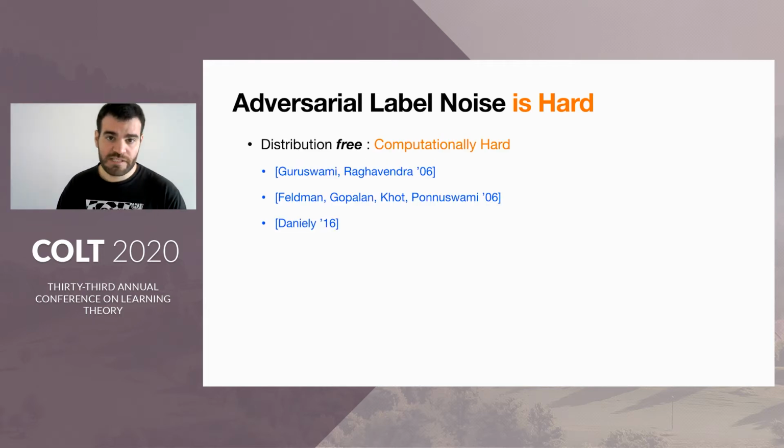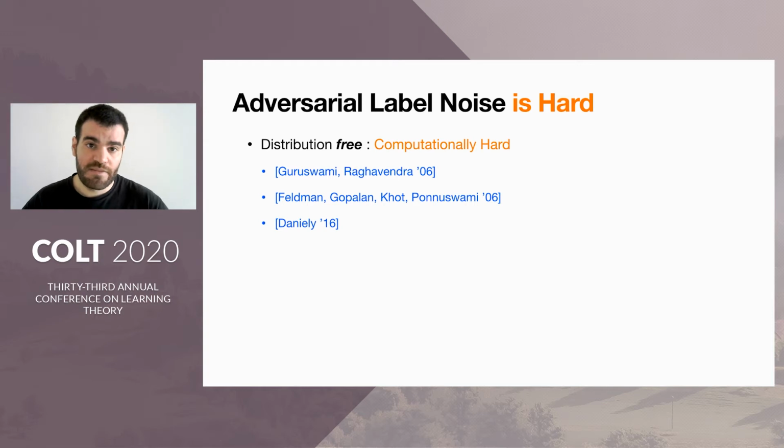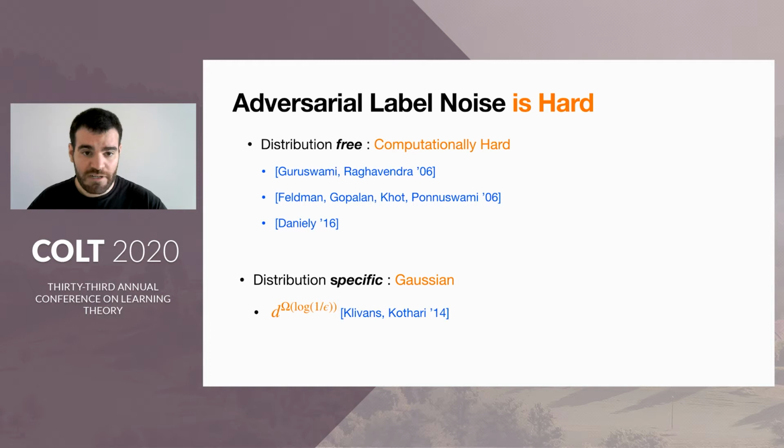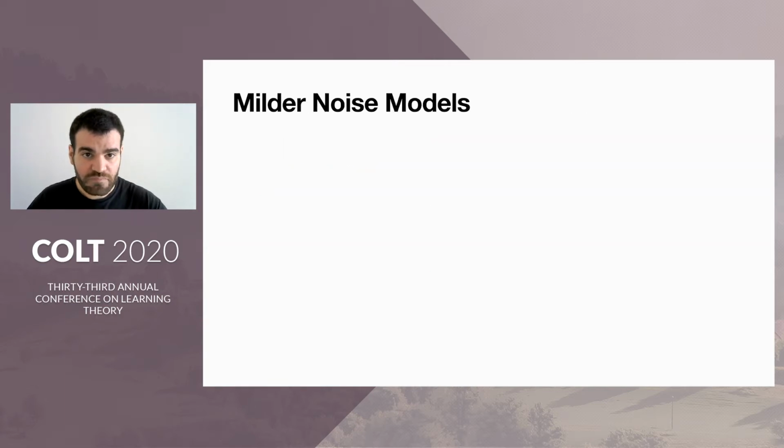In the distribution-free setting, so this is when the underlying distribution is assumed to be arbitrary, there are many results that show that this is a computationally hard problem. However, even in the distribution-specific setting, where we assume that the distribution has some nice structure, for example a Gaussian distribution, there are also results that show that super polynomial time is needed. So, in short, adversarial label noise is hard. This motivates milder noise models.